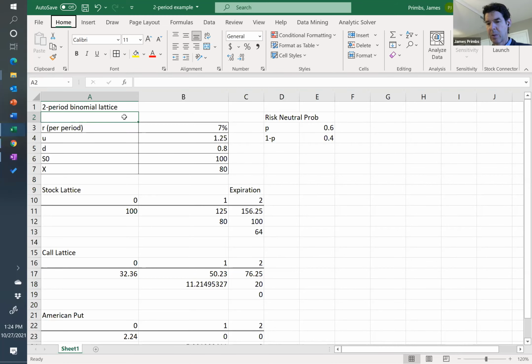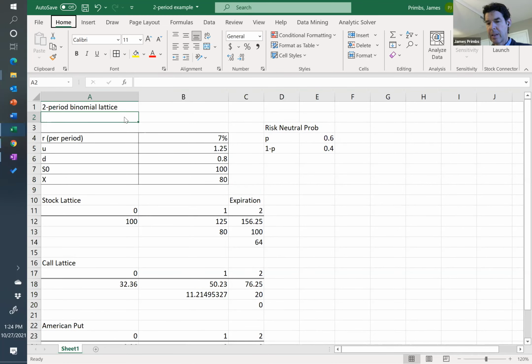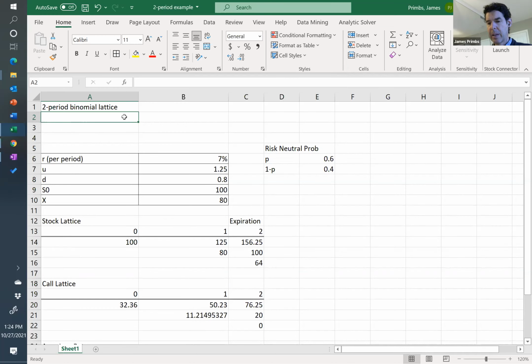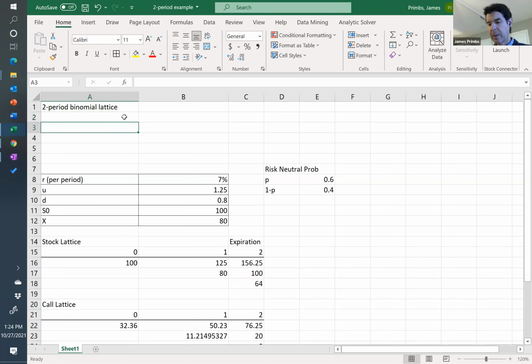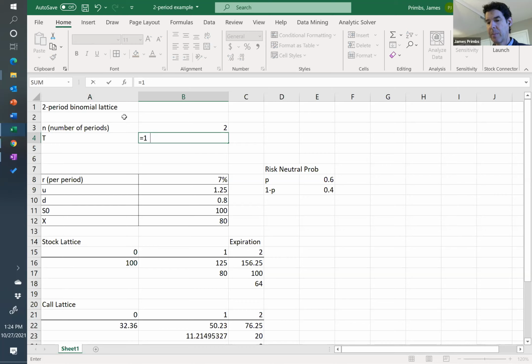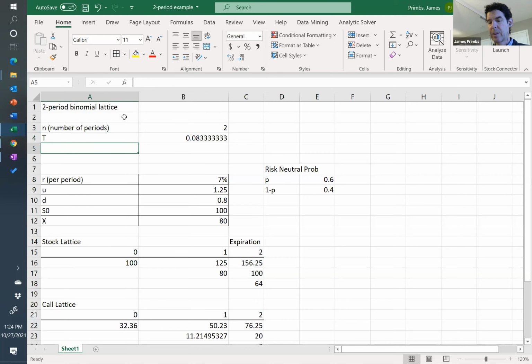I'm going to create some room here, and do this in Excel, corresponding to this final step. So the final step, let's have N, the number of periods in the lattice, and that's 2 because we're doing a 2-period lattice. Again, I just want to connect that to the calculations that we just did. You're going to pick some time to expiration, in years. Maybe here I will do a month, so that's 1/12 of a year. So there's my capital T.